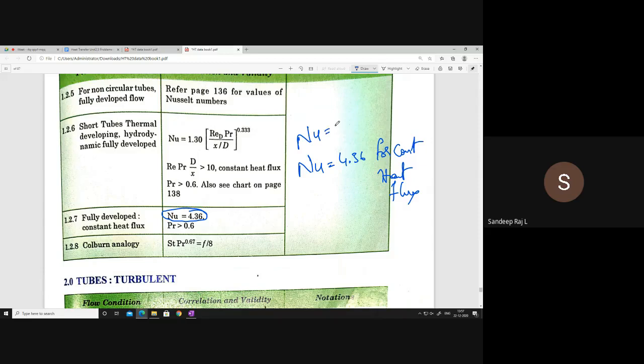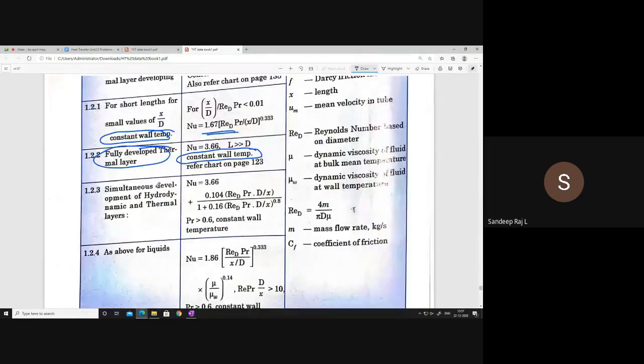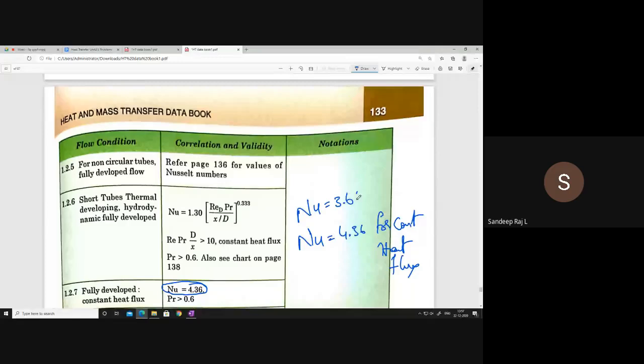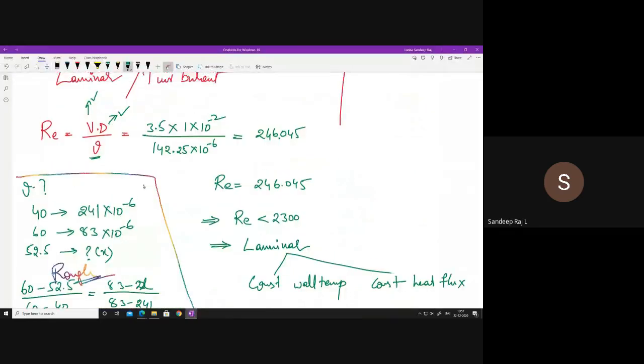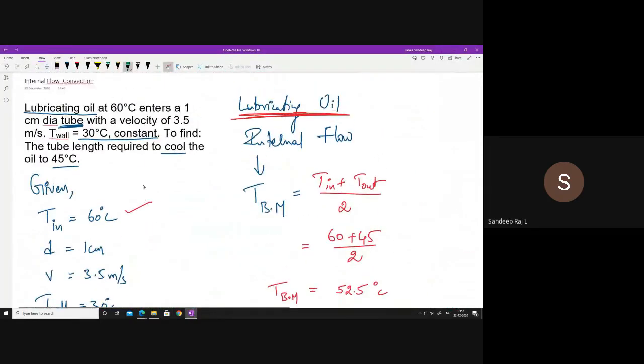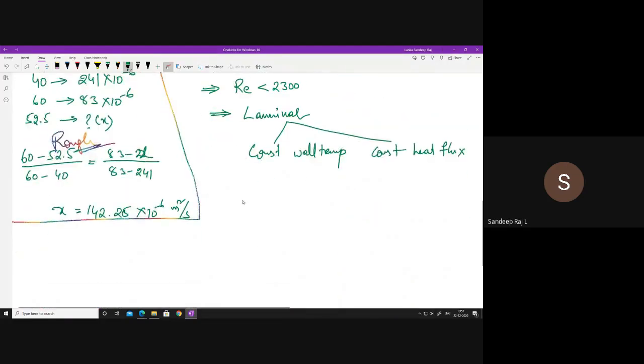and Nu is equal to 3.66 for constant wall temperature. Okay, so the problem that is given to us here, is it a constant wall temperature problem or a constant heat flux problem? It is given constant here. Wall temperature is constant. So what you will do here, you will take Nu is equal to 3.66, so hD by k is equal to 3.66.